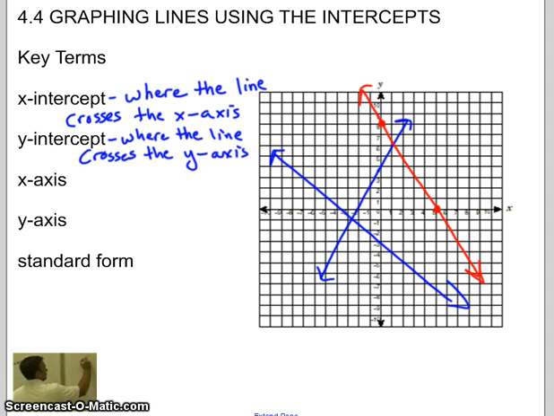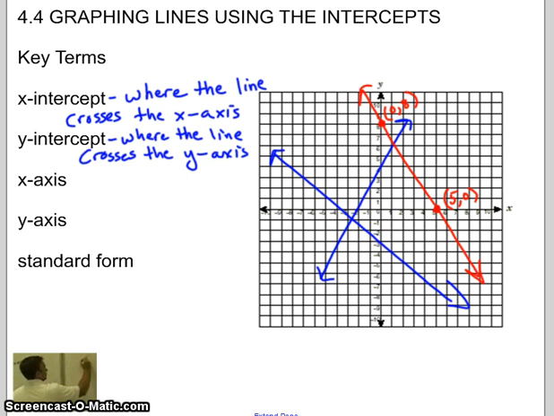If you look at this line, we have our x-intercept and our y-intercept. The x-intercept is where the line crosses the x-axis. We look at where the line crosses the x-axis, and that point is (5, 0) for this line. If we look at the y-axis, the y-intercept, where the line crosses the y-axis, we have this point, (0, 8).